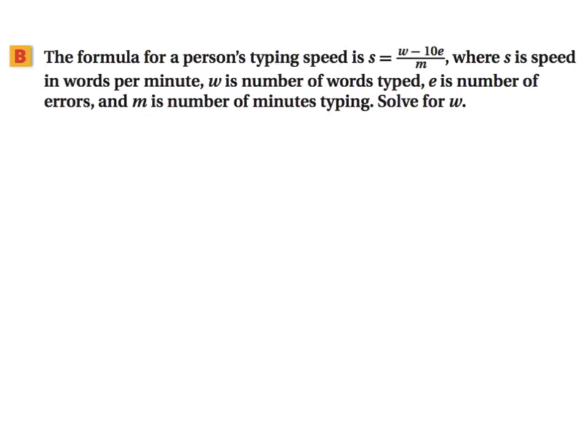The formula for a person's typing speed is S equals the quantity W minus 10E divided by M. That's a lot of letters. Where S is the speed in words per minute, W is the number of words typed, E is the number of errors, and M is the number of minutes. And what we're asked to do after all of that is solve this thing for W. We want to end up with W equals at the bottom, okay?